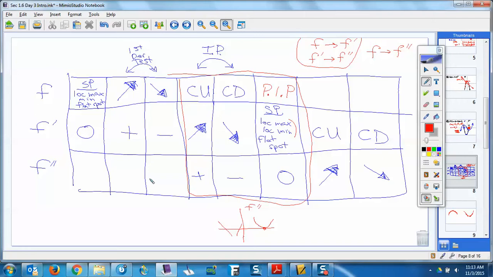So they give you the F prime graph. They ask you F double prime of -3. That's the slope of F prime. You sketch in a little tangent line there. Do a rise over run, just like we talked about before.